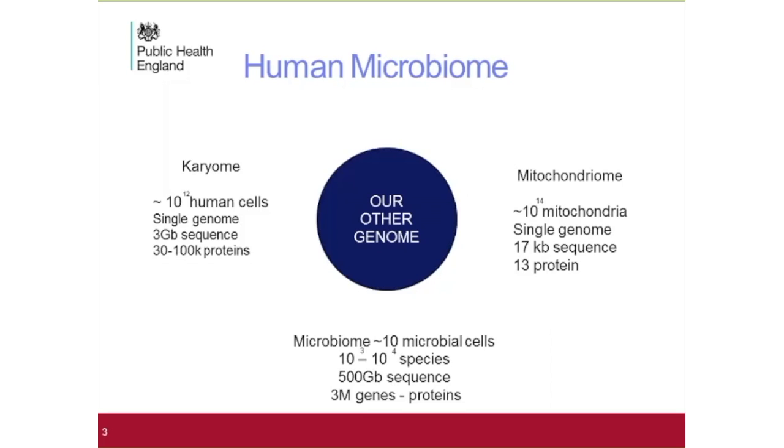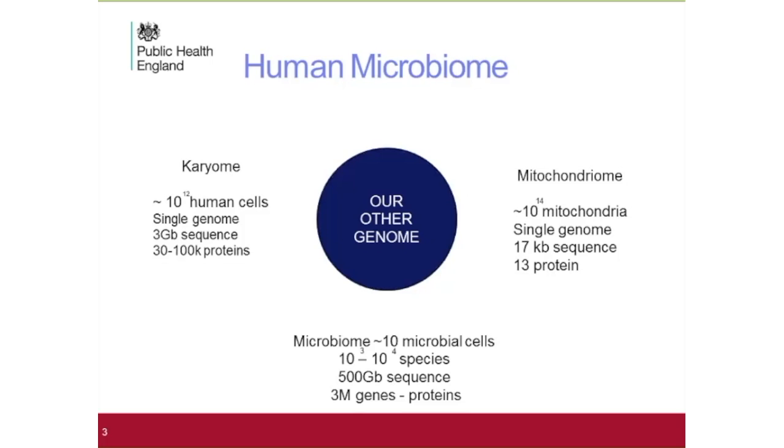As you can see on this slide, we have 10 to the 12 human cells that form our single human genome, with 3 gigabases of sequencing and over 100,000 proteins. While the mitochondria, which also contribute to the functions of the human genome, are formed out of 10 to the 14 mitochondria and 17 kilobases of sequencing, leading to the formation of about 13 proteins.